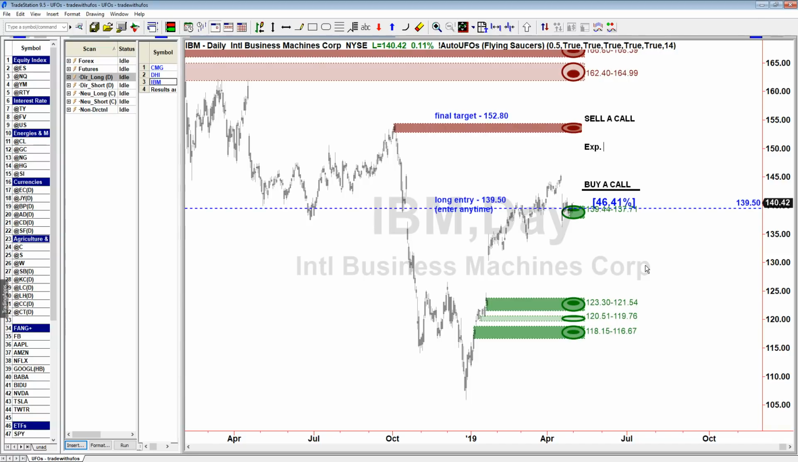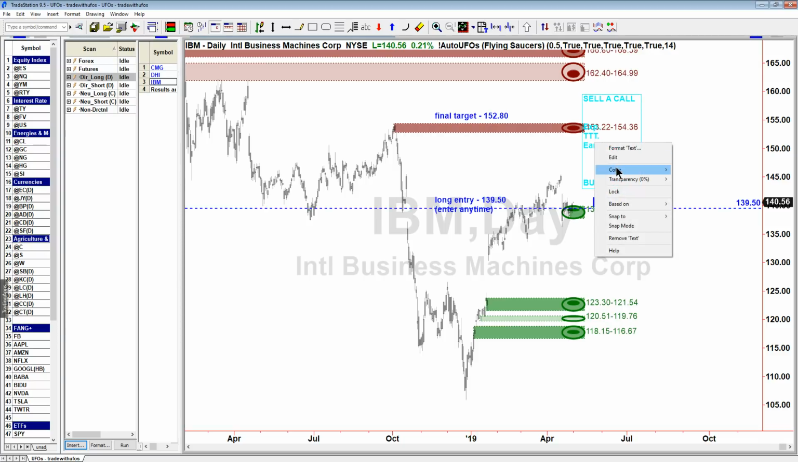So we need to be very careful about the expiration date, and that expiration date depends on the TTT, but also depends on the earnings date for that particular stock. So we need to look at all those little things to be able to plan the trade properly, okay? So let's do it. This is going to take very little time.